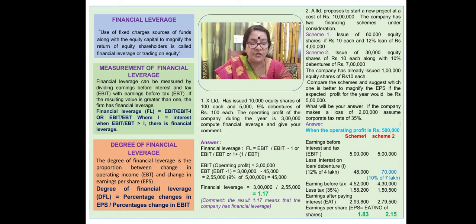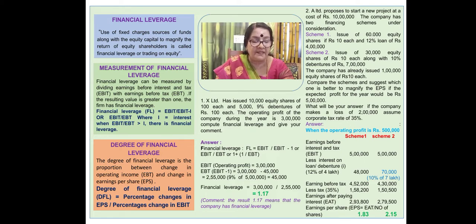The company has already issued 1 lakh equity shares of rupees 10 each. Compare the schemes and suggest which one is better to magnify the EPS. If the expected profit for the year is rupees 5 lakh, what will be your answer if the company makes a loss of 2 lakh rupees? Okay, that is the second one. Assume corporate tax rate of 35%.